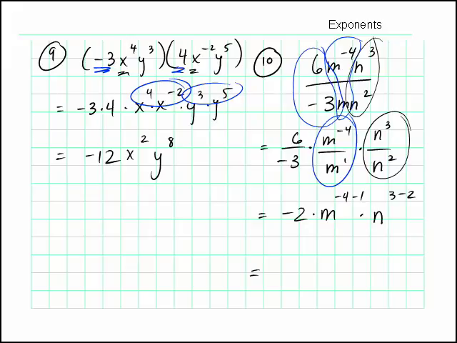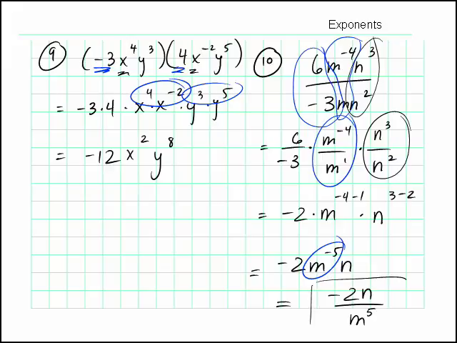Oh no, we have 2 more steps here. Negative 2, m to the negative 5, n to the 1st. But we always want to write our answer without any negative exponents, and so what I have to do is move that m to the denominator. That will make the exponent positive, and so this is a negative 2n in the numerator. Moving the m to the 5th down here makes it an m to the positive 5, and that is my result.